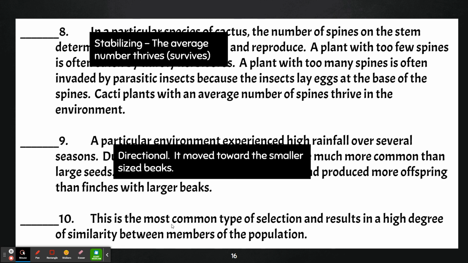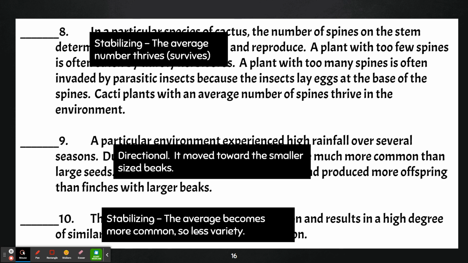And lastly, the most common type of selection that results in a high degree of similarity. This is stabilizing because more and more of the population becomes average. You have less variety, and it is the most common. All right, so that's all for the types of selection. You can go on and move on to your next activity.